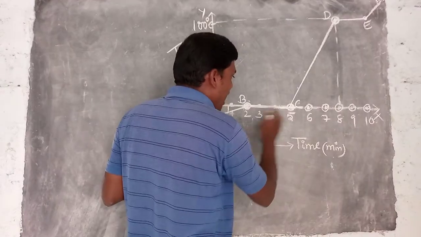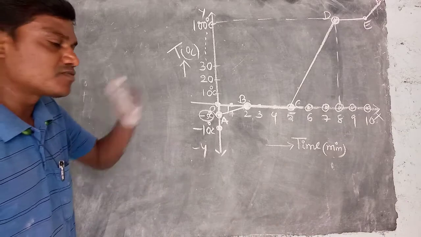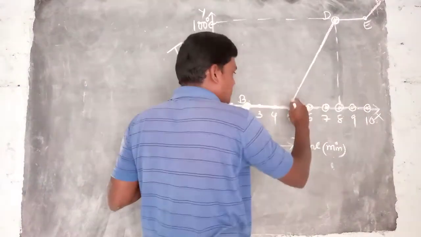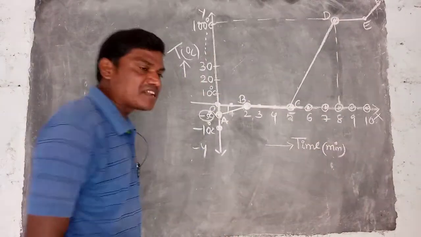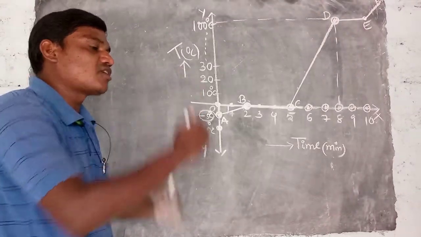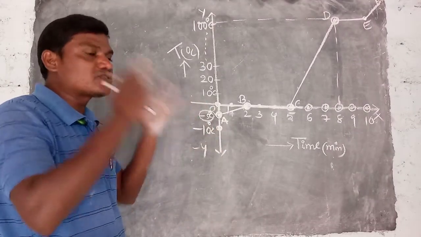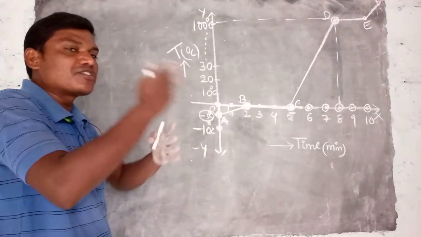Just consider that after a certain time, all the ice cubes will be converted into water. Then the temperature gradually increases from 0 to 10, 20, 30, 40, 50 up to 100. When the temperature reaches 100 degrees Celsius, we observe the water starting to turn into water vapor. Here also, up to a certain time, the entire water will be converted into water vapor.